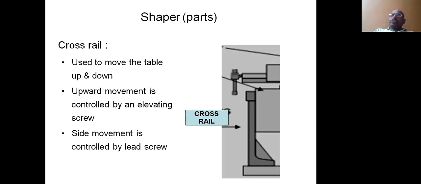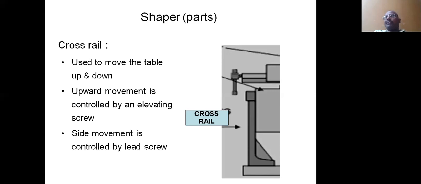The elevating screw is used to control up and down movements. And second, the lead screw is used to control the horizontal movement of this particular working table. That means whether the working table is supposed to be adjusted near to the column or far away from the column, that adjustment is done with the help of the cross rail.